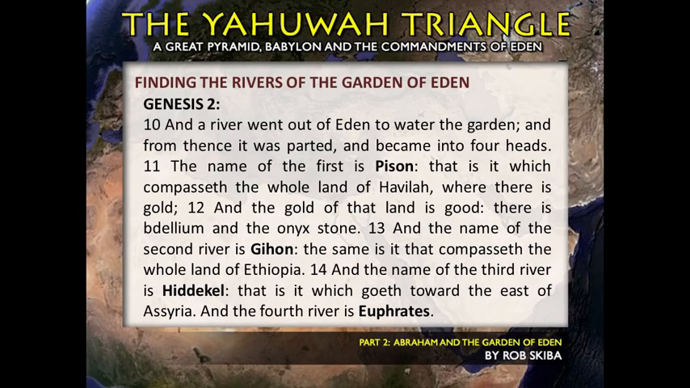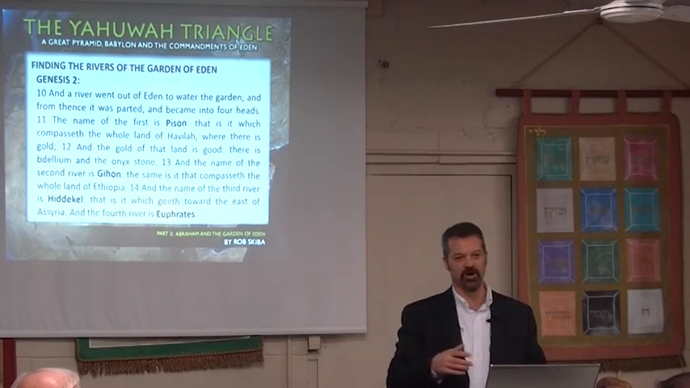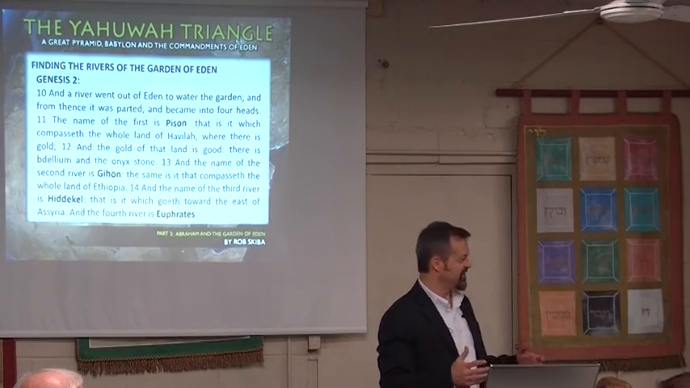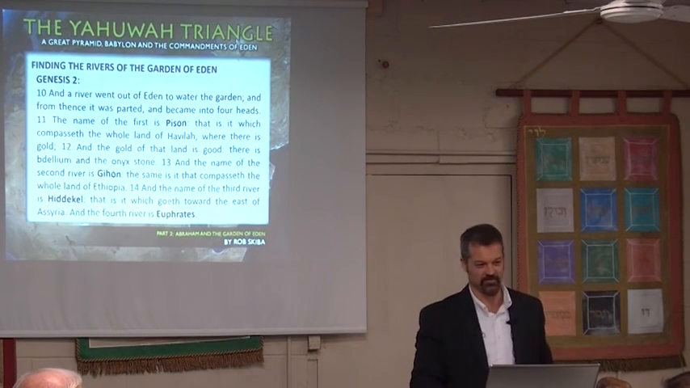The Gihon is the same that compasses the whole land of Ethiopia. The name of the third river is the Hiddekel, which goes through the east of Assyria. The fourth is Euphrates. Pison, it says, is that which compasses the land of Havilah, where there is gold, and the gold of that land is good. Right? So they're talking in a present day tense. So everybody would know, regardless of what the world looked like before the flood, he's saying, hey, where these four rivers are right here, that's where the garden was.